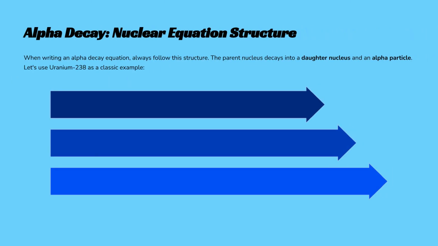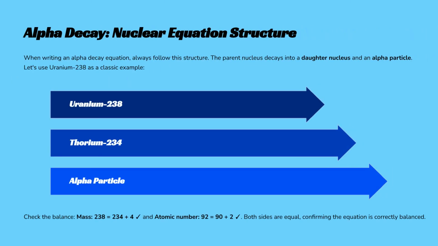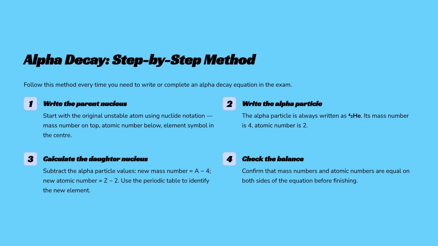Here is an example using uranium 238. Notice how the parent nucleus decays into a daughter nucleus and an alpha particle, with the mass and atomic numbers perfectly balanced on both sides. To write an alpha decay equation, follow these steps. Identify the parent, note the alpha particle, calculate the new daughter nucleus, and verify the balance.